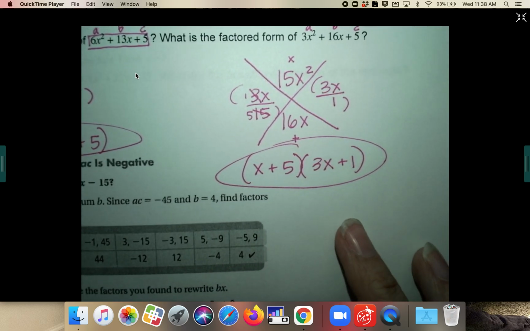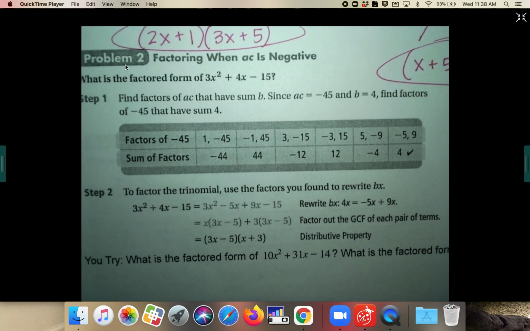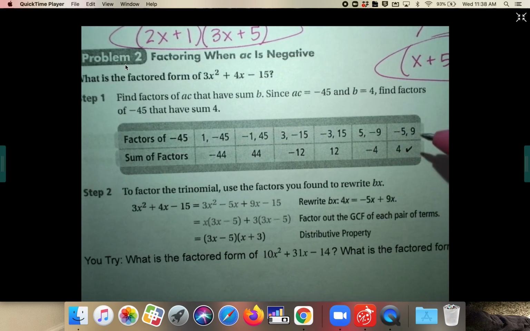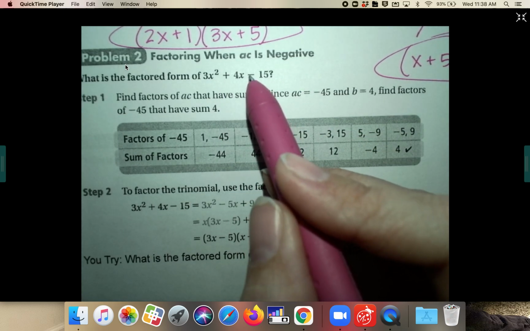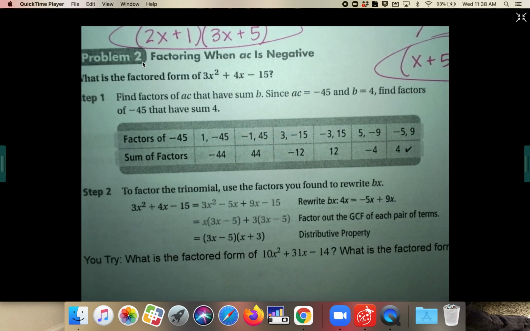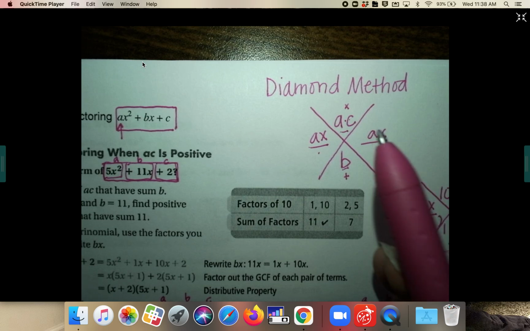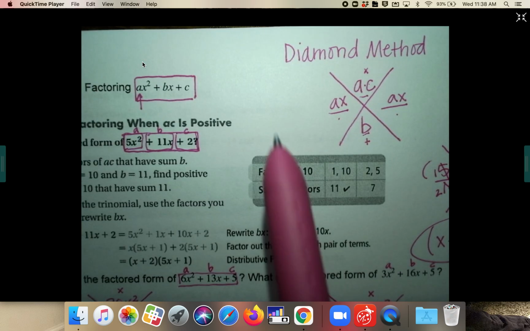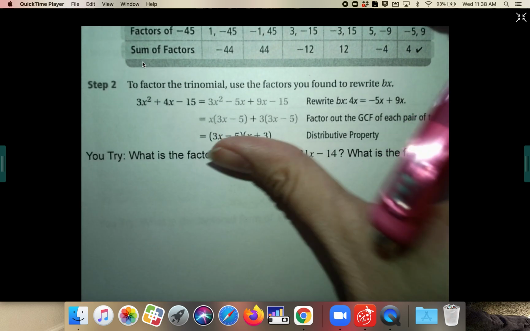All right, I hope this is getting easier, but this is where I would have started showing you a new way to make a new table to solve, because now we have a plus and a minus. But I don't have to show you a new way because, like I said, this diamond method works every single time, no matter if you have positives in here or negatives or whatever. So that's why I'm choosing to show you this method.